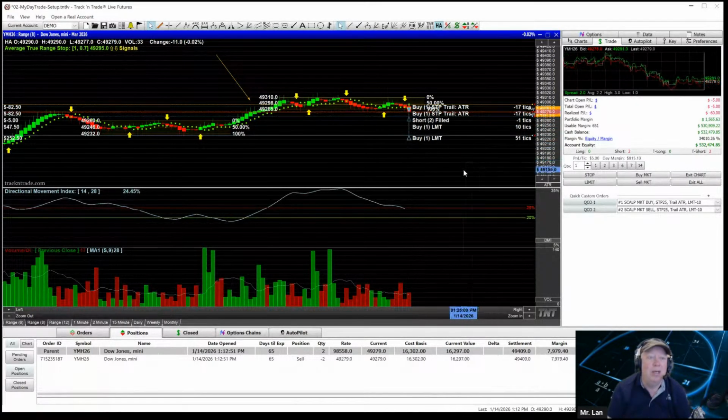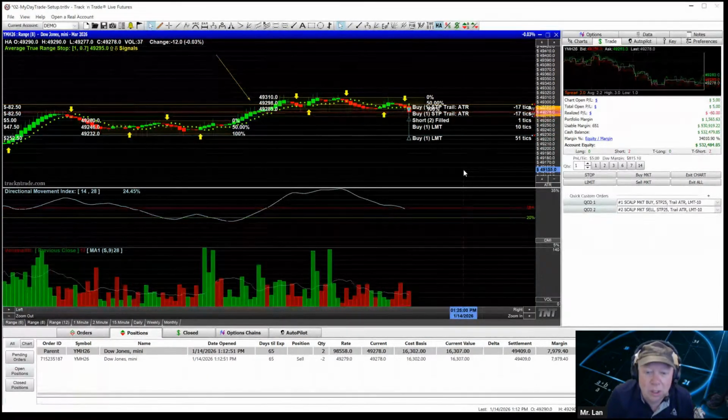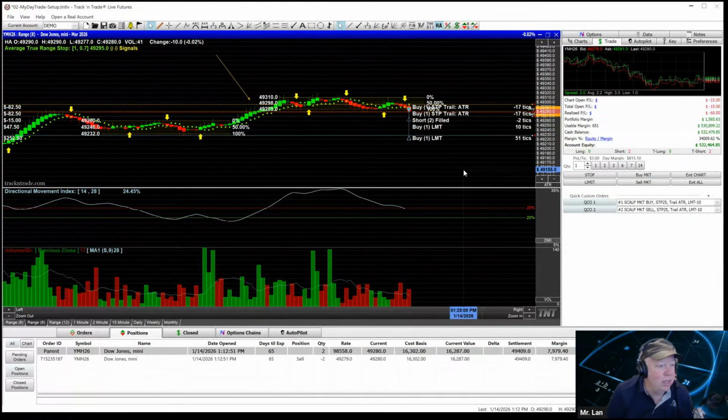Now, this is the mini. I was going to show you the micro, but that's all right. This is the Dow. It's a little bit smaller. It's not the NASDAQ. We'll switch over and look at the NASDAQ. I've also got silver up, and silver is a fun one to play with.